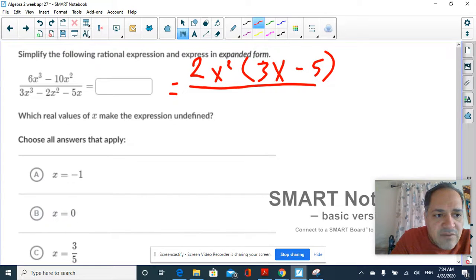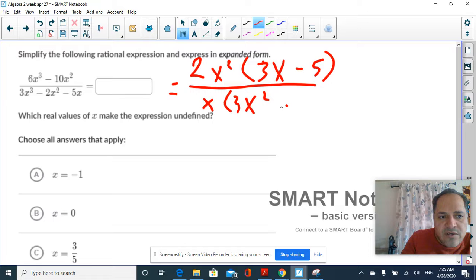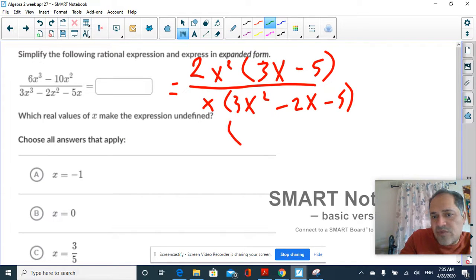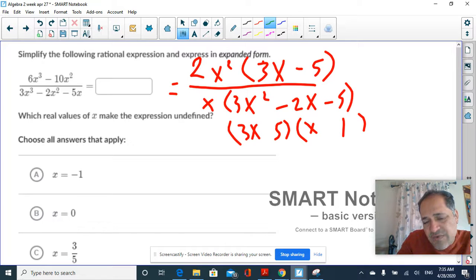Now, the bottom, we have to take out x, also a common factor. If you take out x, you will have x cubed, 3x squared minus 2x. Did we finish the factoring? No. We still have to factor the bottom, which is 3x squared and x. What's the factor? Yes, 5 and 1. Why did I choose 5 and 1, not 1 and 5? Because it should look like 3x minus 5 in the top, so it can cancel out.